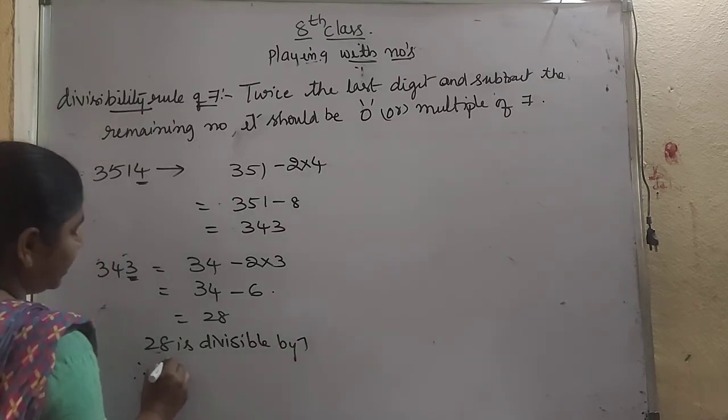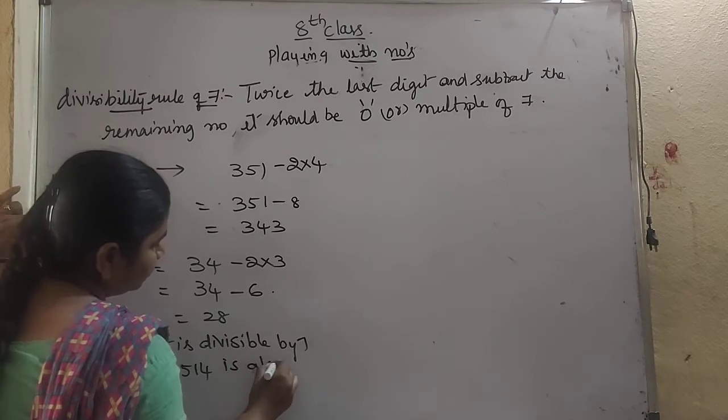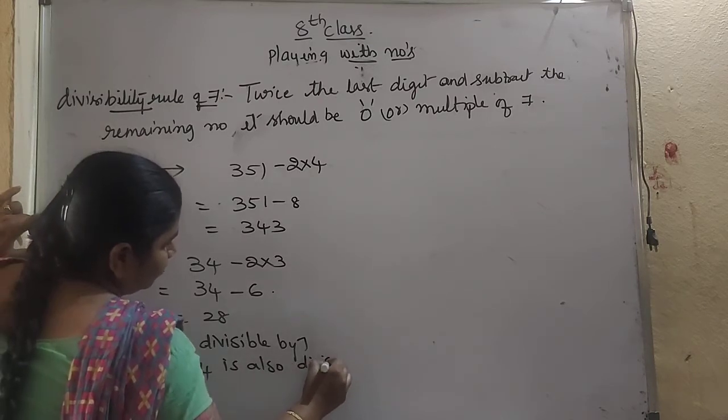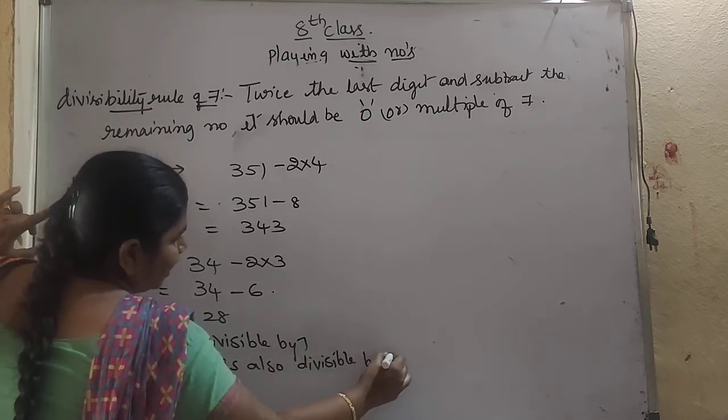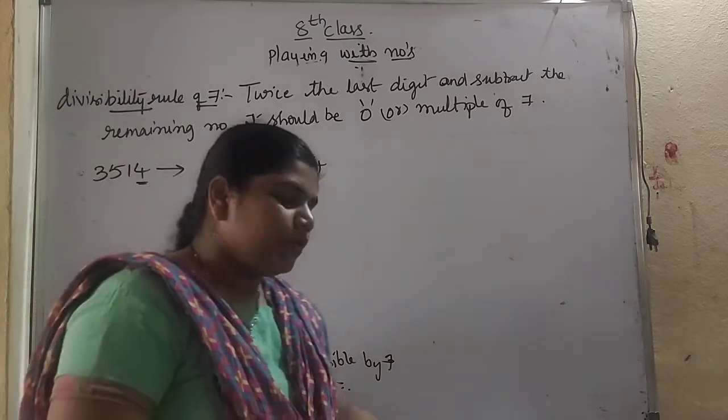So therefore you can say 3514 is also divisible by 7. So this is our divisibility rule of 7.